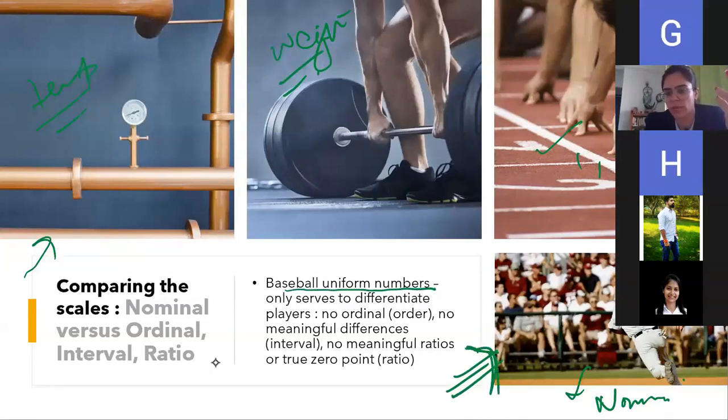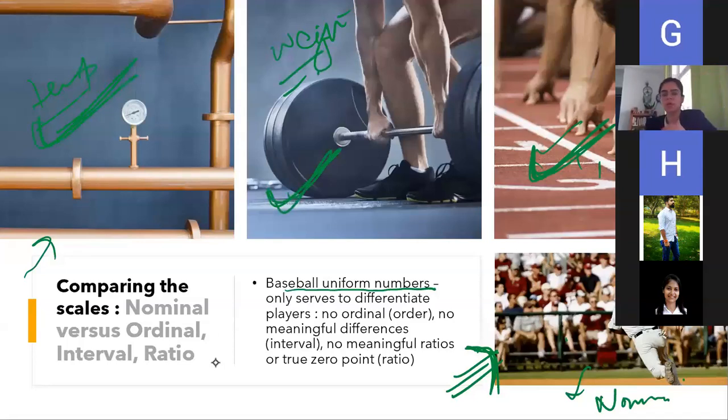Yes, ma'am. Right? Okay. So nominal only serves to differentiate and identify players. But there's no order like in ranking. Here in ordinal there is this ranking, and there is no order in nominal. There is no meaningful difference like in interval scale, and there is no meaningful ratios or true 0 point, like in ratio scale.